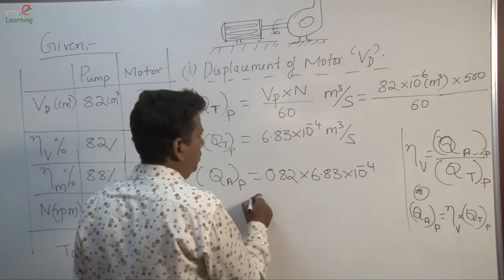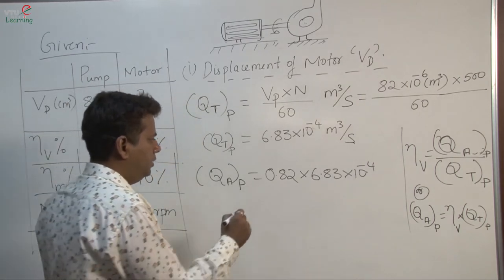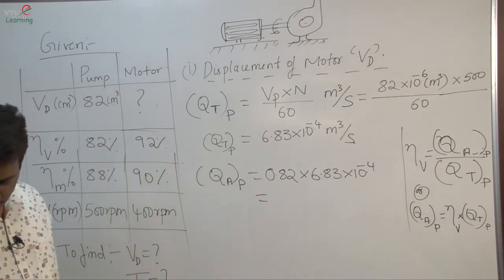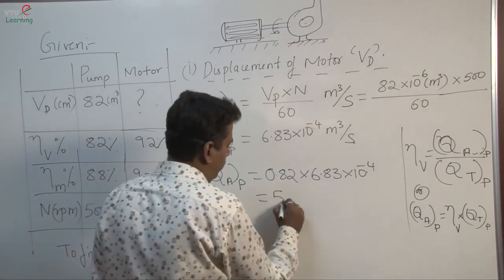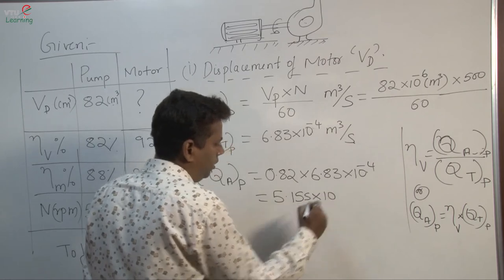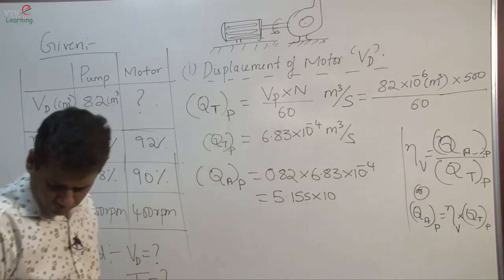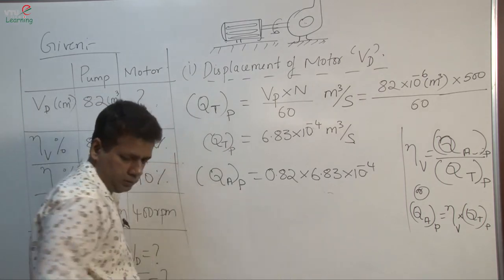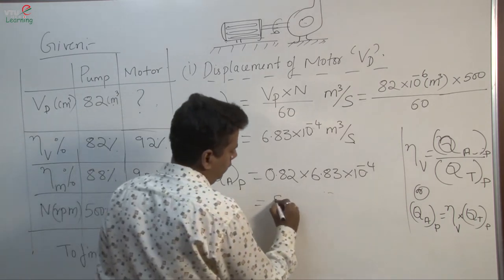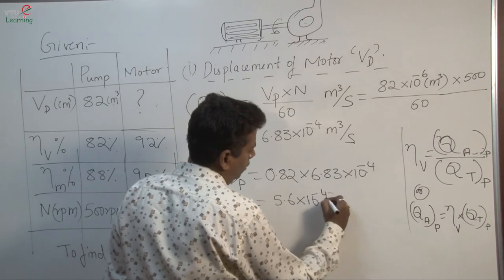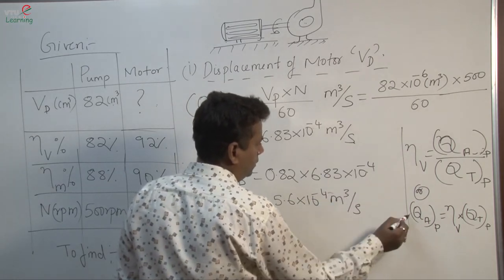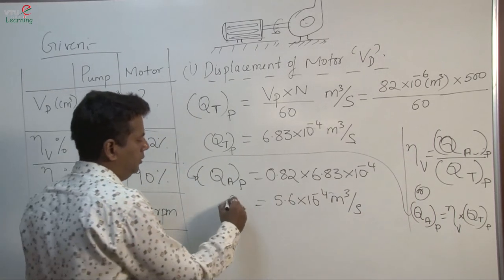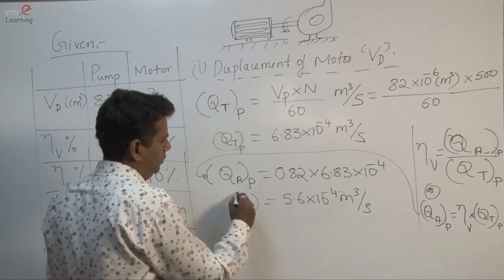So how much do we get? Q actual pump we get 5.6 into 10 to the power of minus 4 meter cube per second. So this is how I got Q actual pump.